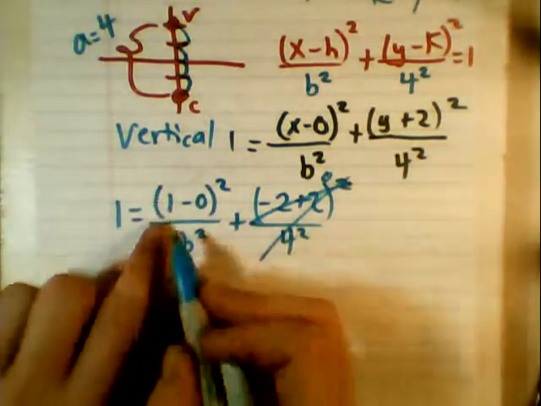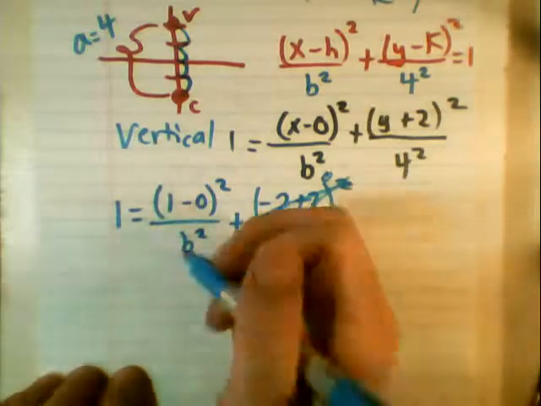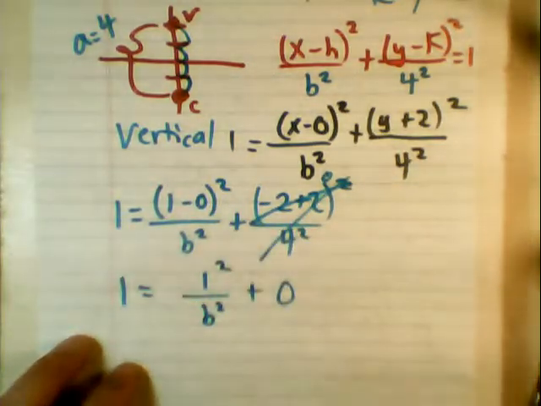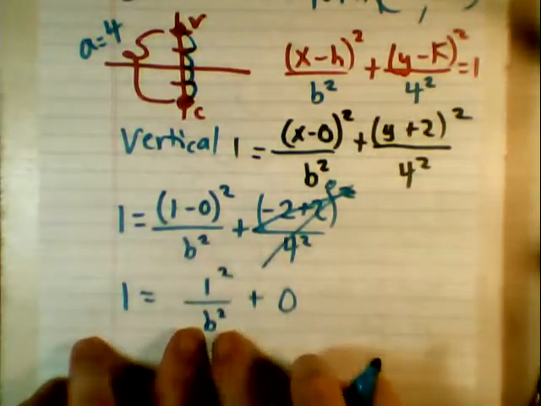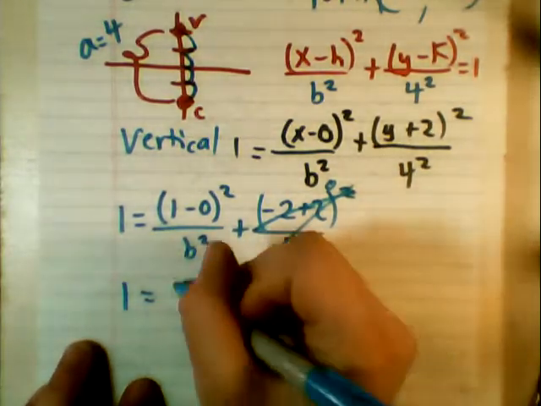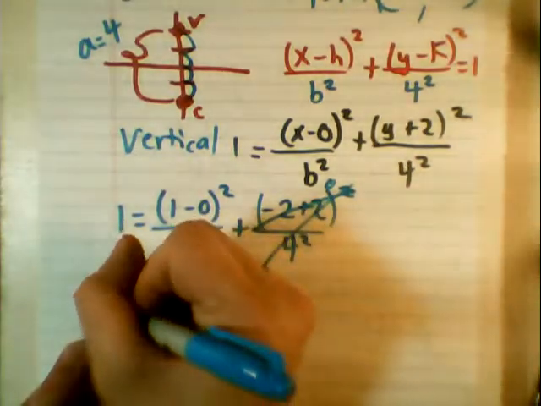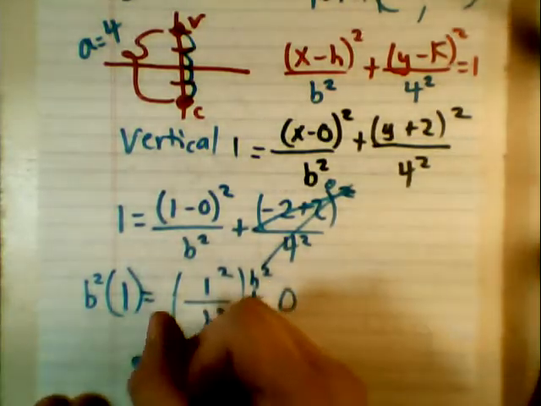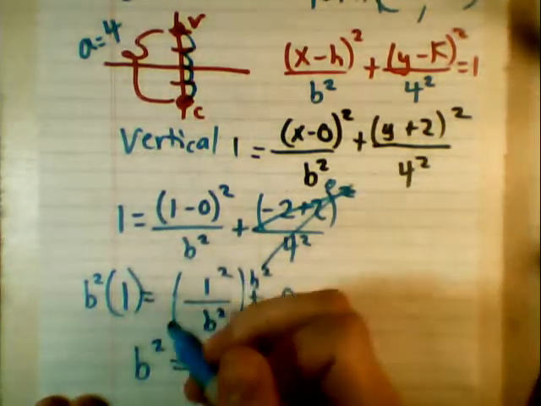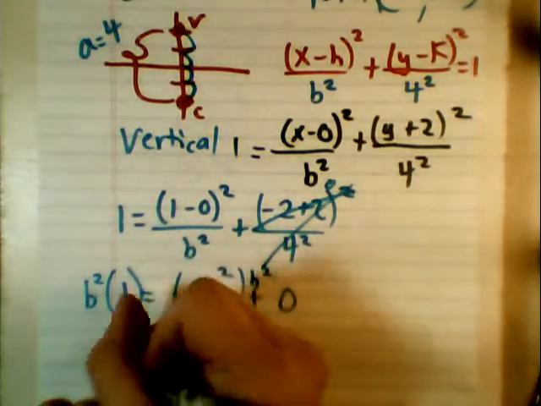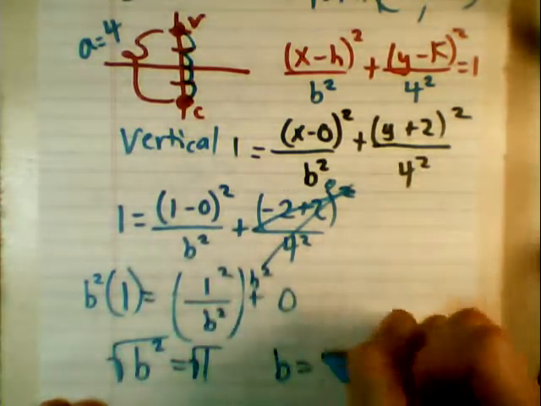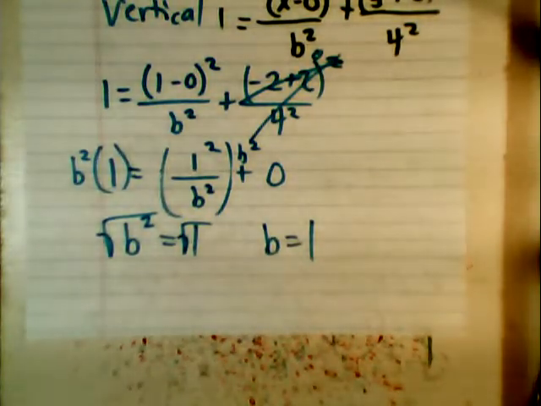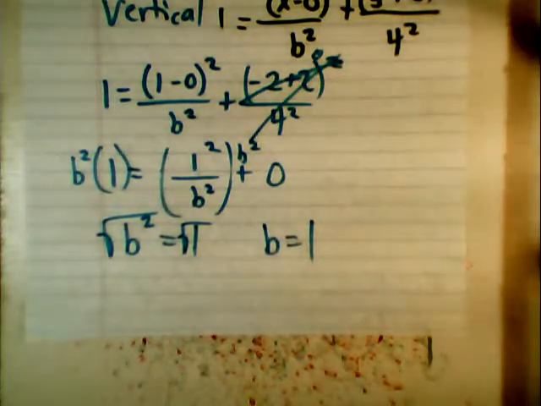So then, let's look at this. 1 minus 0 equals 1 squared over b squared, and it's basically like plus 0. Let's go ahead and get b by itself. Multiply b squared to the other side because it was in the denominator. So we get b squared equals 1. Take the square root to get b completely by itself, and we find that b equals 1. Okay, good. Now we know our b, we have our center, h and k, and we have our a.